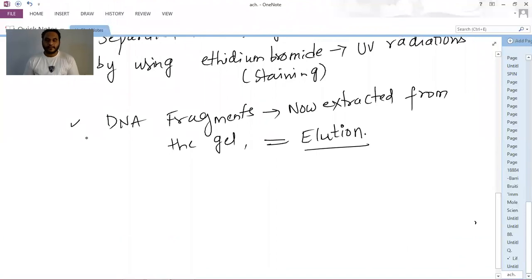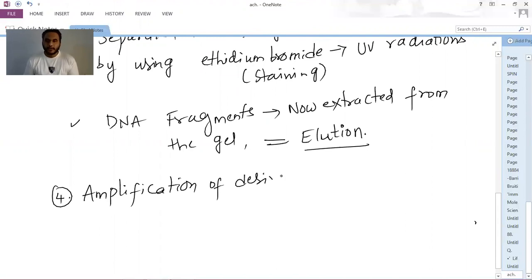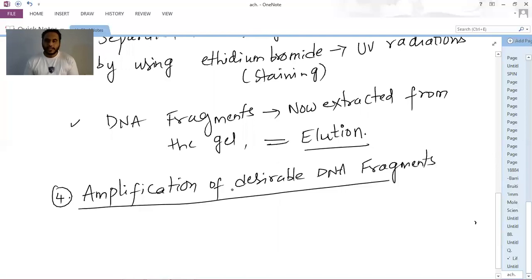Okay. The next step is very simple. Fourth step, amplification. What is amplification? First of all, increasing the number, multiplying the number. So amplification of desirable DNA fragments.